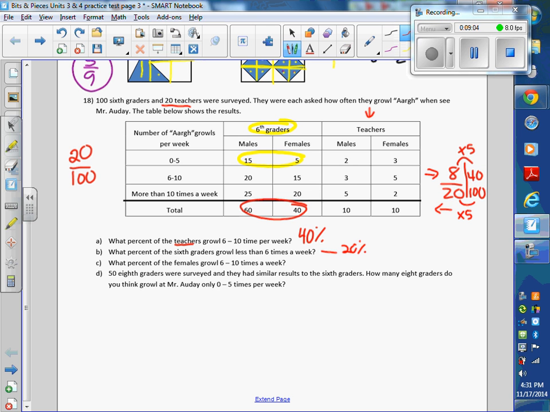What percent of the females, now you got to look at just the girls and the grown-up female teachers. So you're going to look at this row and this row. Growling 6 to 10 times a week. So there's 20 of those people out of a total of 50. So double the numerator and the denominator, and you get 40 out of 100. So 40%.